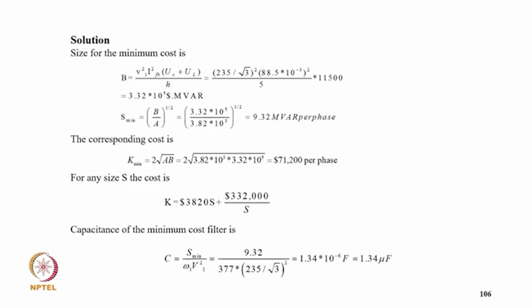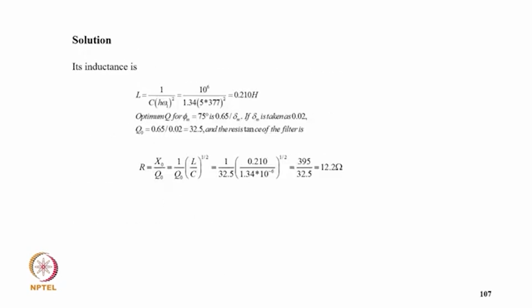So the capacitance of the minimum cost filter is C equal to S minimum over V1 omega 1 square V1 square, so it comes to 1.34 microfarad, and its inductance L equal to 1 upon C root h omega 1 square, so it comes to 0.21 Henry, and the optimum Q for phi m is 75 degree, that is 0.65 over delta m, and delta m is taken as 0.02, so Q0 equal to 0.65 over 0.02, that is 32.5, and the resistance of the filter is R equal to X0 upon Q0. So putting the values, it comes to 12.2 ohm.